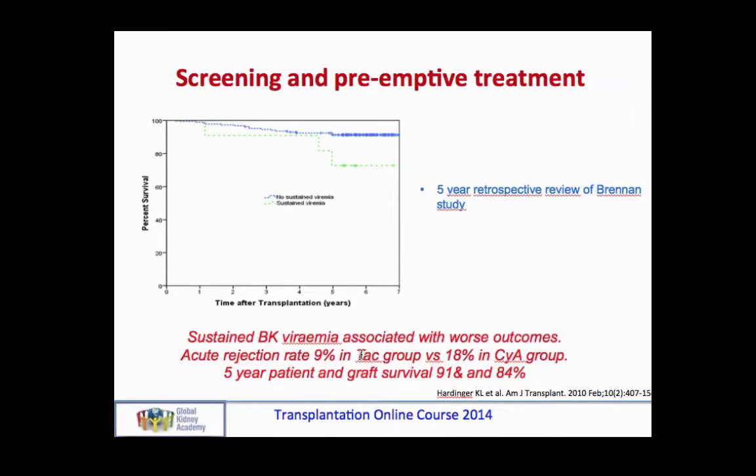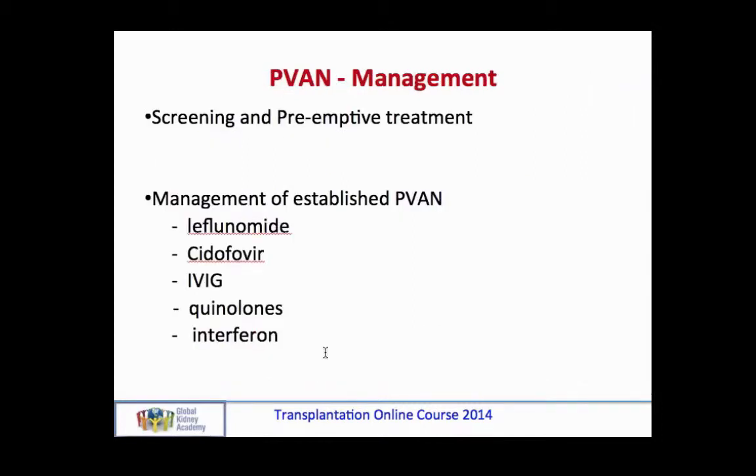They incidentally looked at rejection rates. You obviously have to balance the risk of BK viremia against rejection rates, and the rejection rate, of course, was low in the tacrolimus versus the cyclosporin group, but the graft survival and 5-year patient survival was slightly higher in the tacrolimus group at 91% versus 84%. So a strong argument there in terms of management for screening with urine and blood, and then making reductions in immunosuppression.